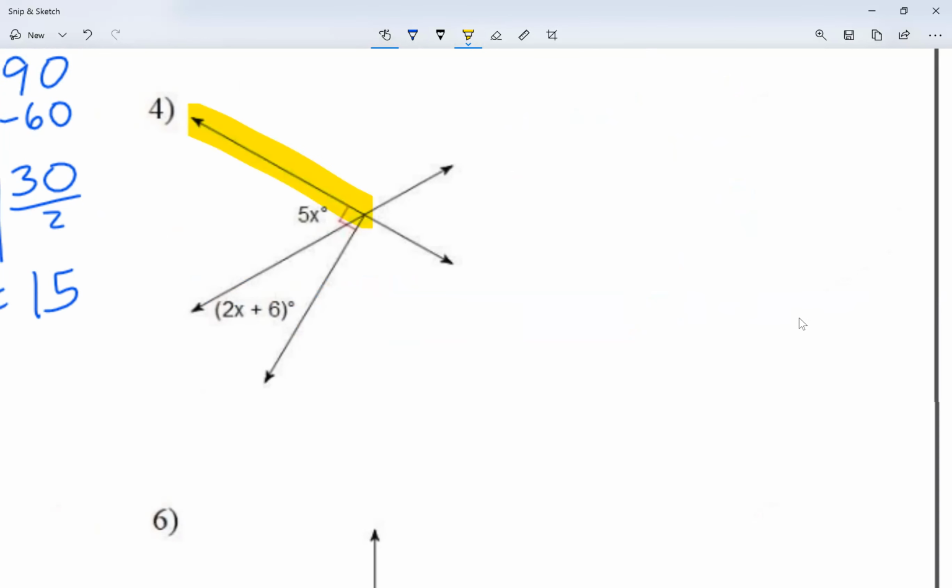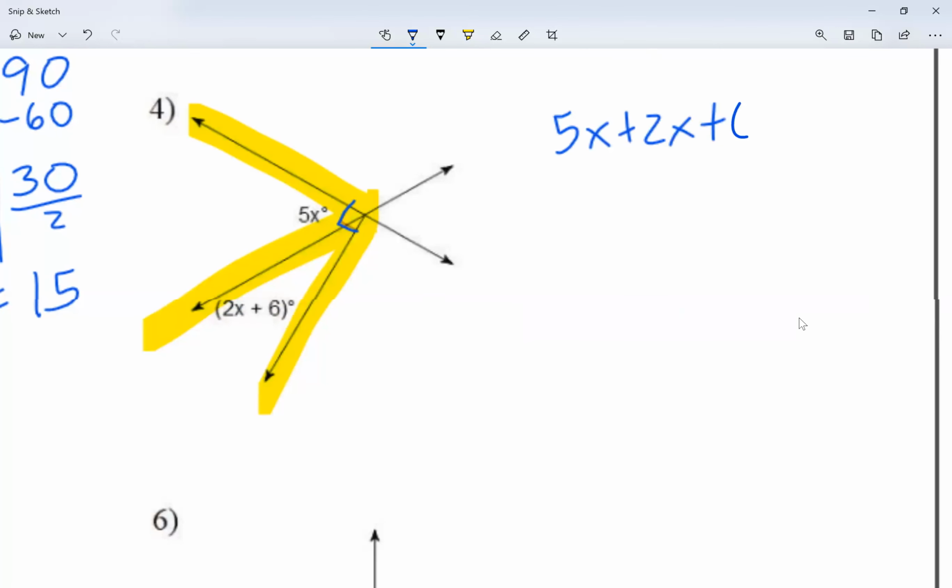For 5x, I'm looking at that angle. And for 2x plus 6, I'm looking at this angle. That's not quite an x. I'm not going to use vertical angle theorem. But I do emphasize here a little box. Let me emphasize the little box. Those two angles combined add up to 90. So I'm going to say 5x plus 2x plus 6. In this case, they add up to 90.